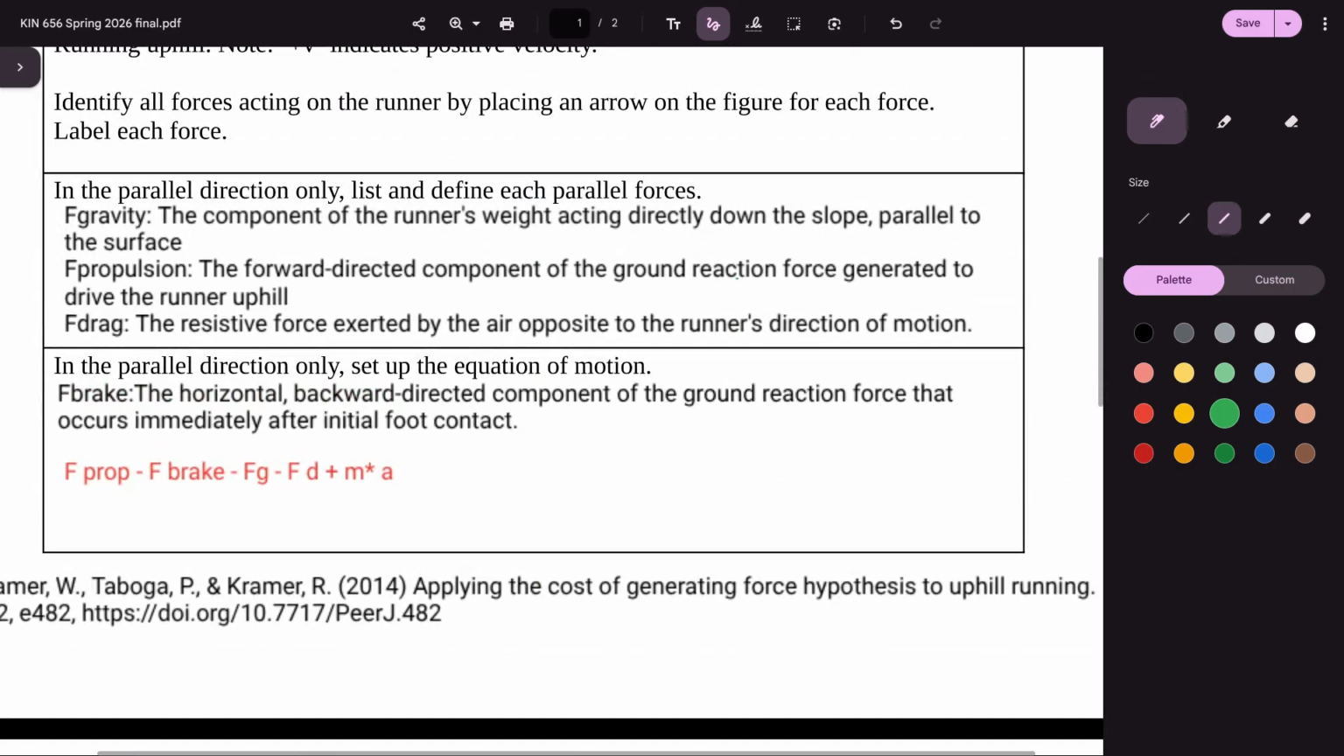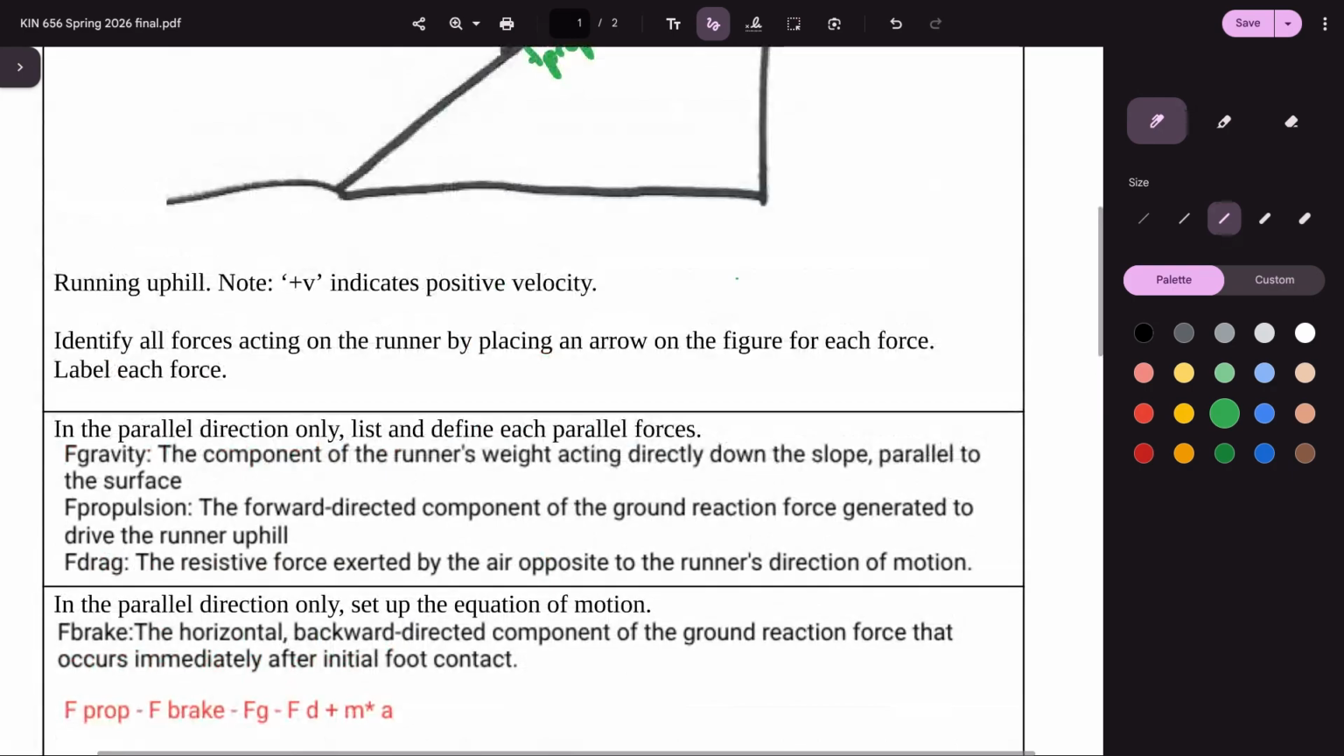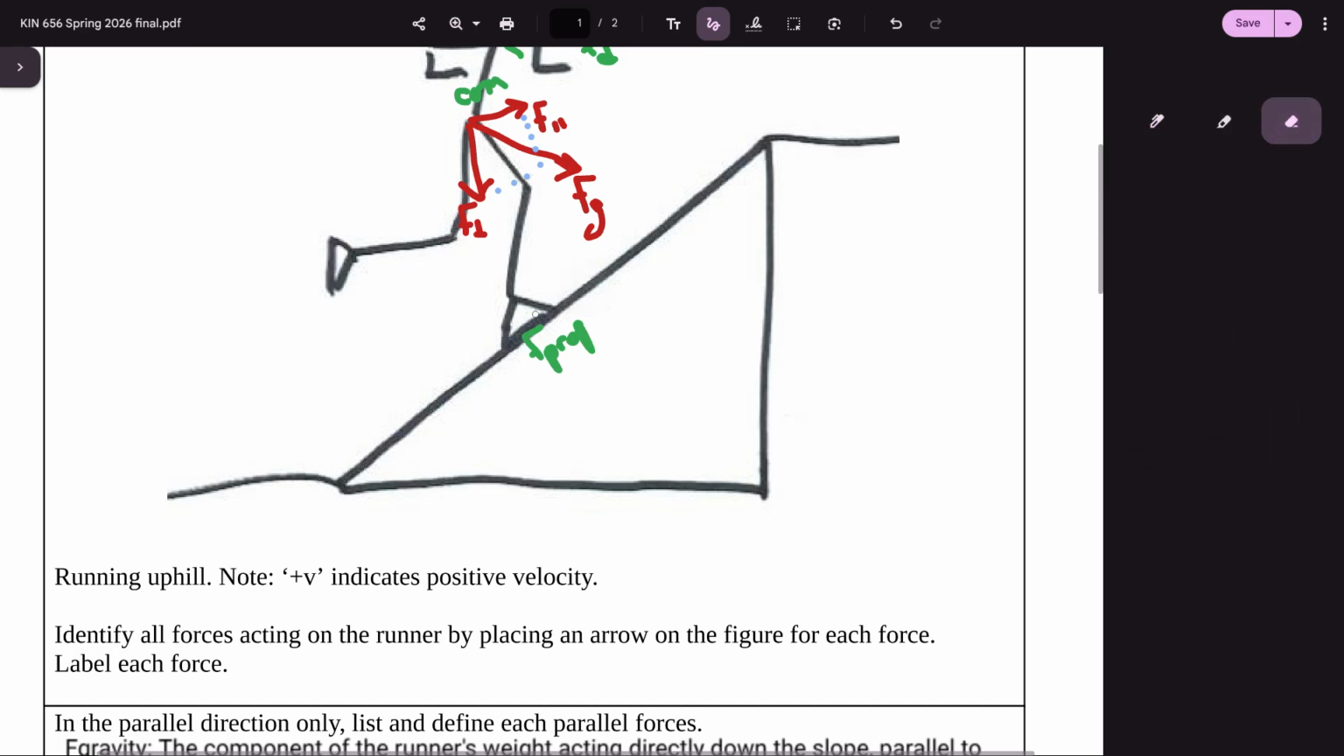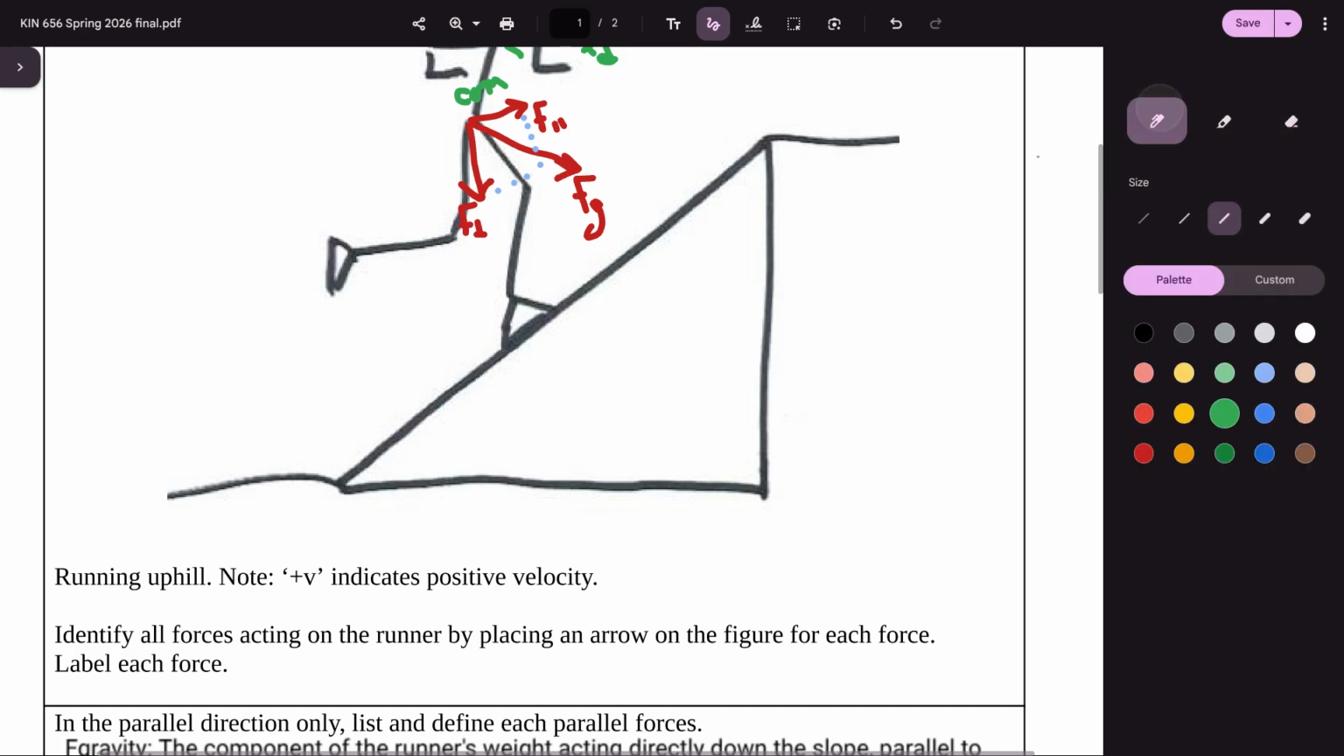And so we would also mention the braking force. So this is when the backward directed component of the ground reaction force occurs after the initial foot contact. So this will hit right here. This is our initial contact. So let me fix this right here so we can get that a bit better. So you have your ground reaction force right here. So let's do ground reaction force. And this is essentially the braking force.